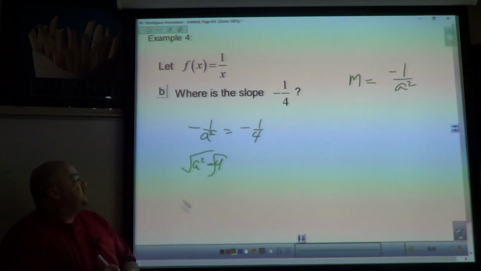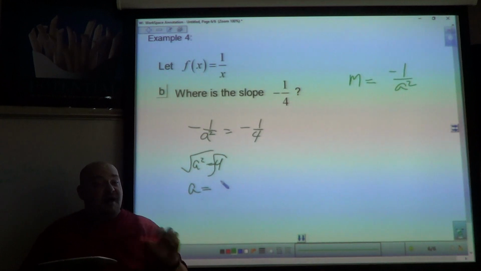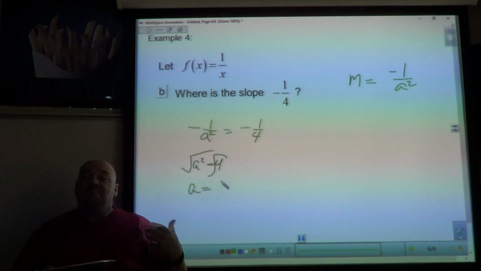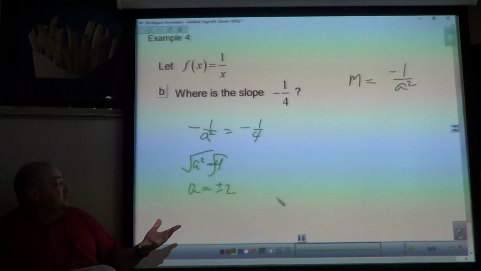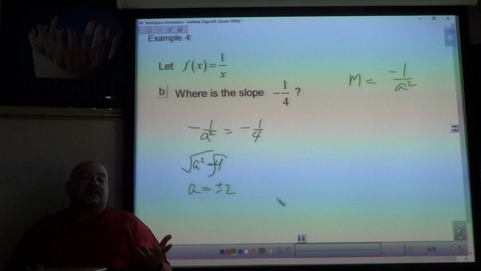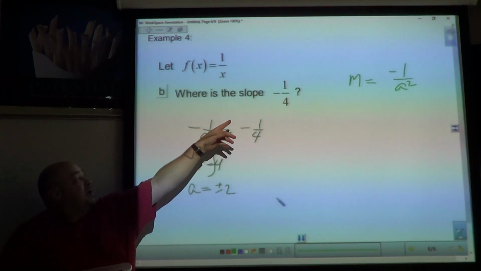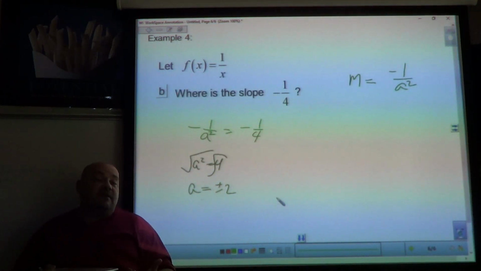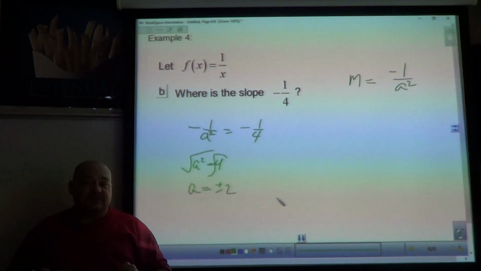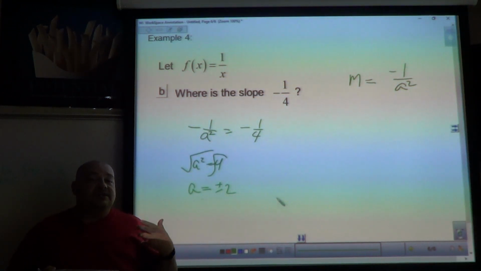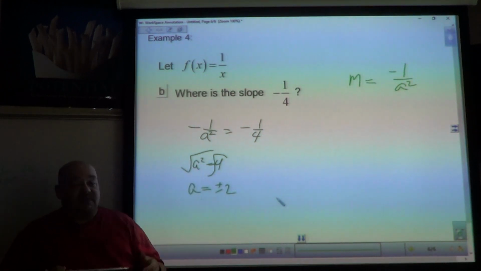Take the square root of both sides, and that's going to give us a equals, remember we're solving for all possible solutions here, so that would be plus or minus 2. So what we've just found out is that if we're looking for where this function has a slope of negative 1/4, it occurs when x equals negative 2 and x equals positive 2. If you look at those 2 points on this graph, we're going to have a slope of negative 1/4 there.